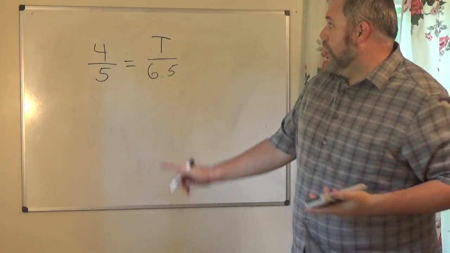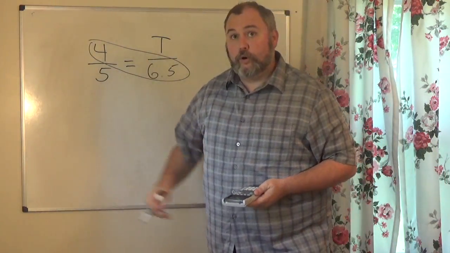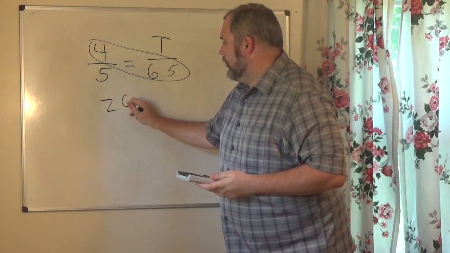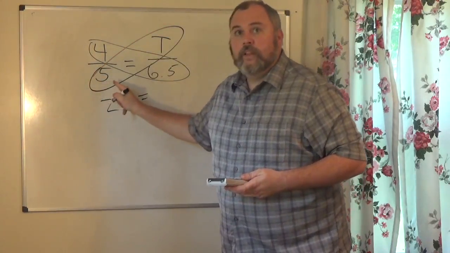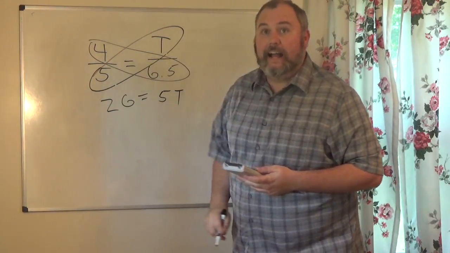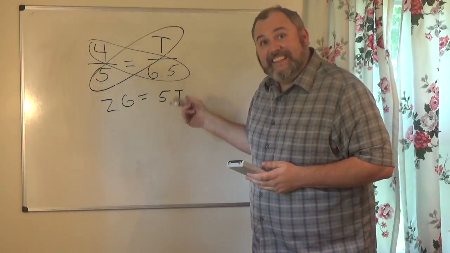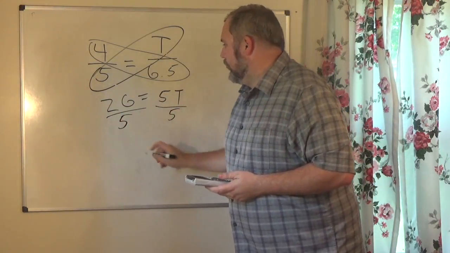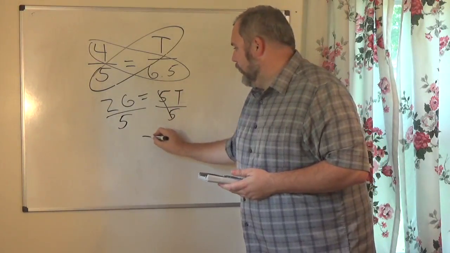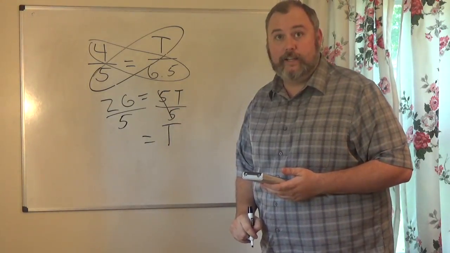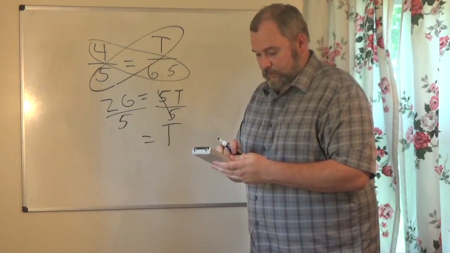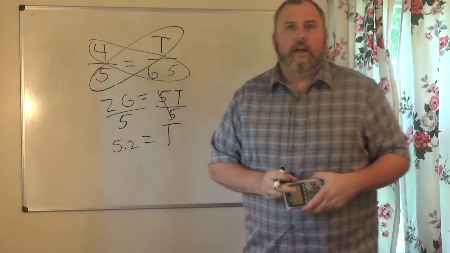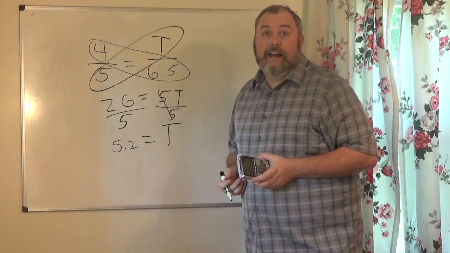So we're going to cross multiply. 4 times 6.5, and I get 26. Then 5 times t is 5t. Well, what do I do now? I have to get the t by itself, so I'm going to divide by 5. 5 divided by 5 cancels out, giving me t on this side of my equation. Now 26 divided by 5, and I get 5.2. So my answer for this proportion is 5.2.